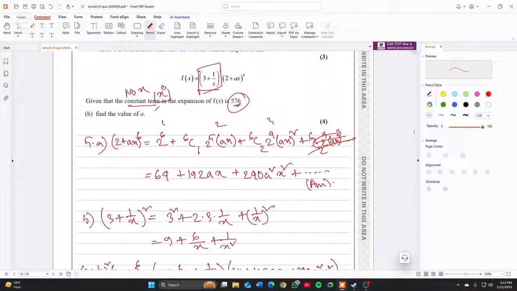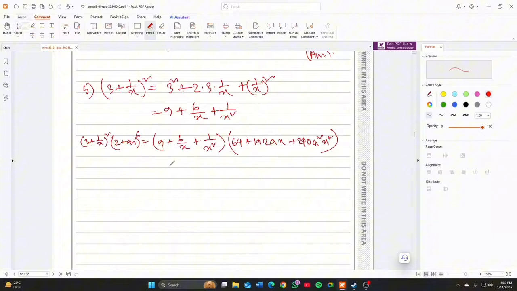Our concern is to find the constant terms where there is no x variable. So terms with constant values are what? Look, this is a constant value, this is a constant value. We can multiply this and we'll still get a constant value. Then this is 1 by x, and if we multiply this with this, the x and x cancel out and we get a constant value.